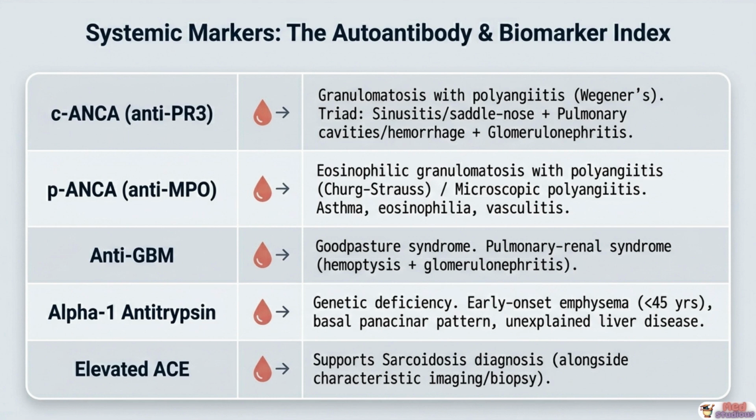Alpha-1 antitrypsin deficiency is a genetic condition, presenting with early-onset emphysema before age 45, a characteristic basal panacinar distribution pattern, and importantly, unexplained liver disease occurring alongside the lung pathology. Finally, elevated angiotensin-converting enzyme levels support a diagnosis of sarcoidosis, though always alongside characteristic imaging and biopsy findings rather than as a standalone diagnostic test. Together, these 5 markers transform a vague clinical suspicion of systemic autoimmune or genetic disease into a precise laboratory-confirmed diagnosis.